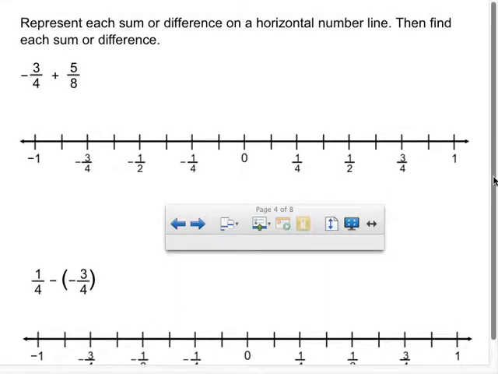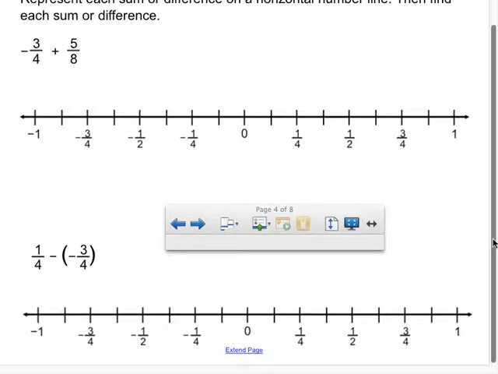Here are the problems. I'm going to read it. Represent each sum or difference on a horizontal number line, then find each sum or difference. So you're just reusing the same number lines that we used for the first example. You're going to represent and model your answer on the number line, but you're going to work it out. Okay? So go ahead and get that done.